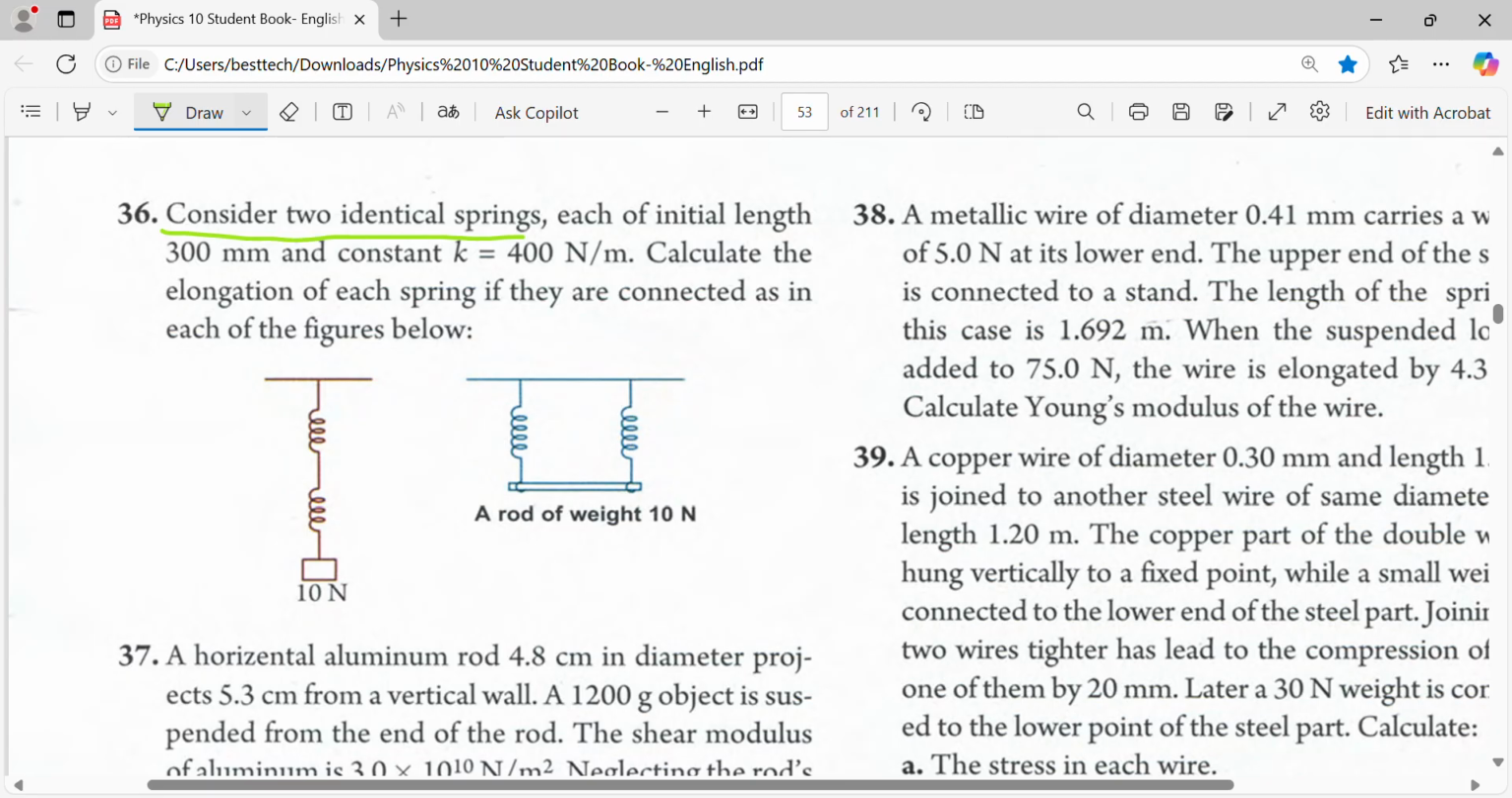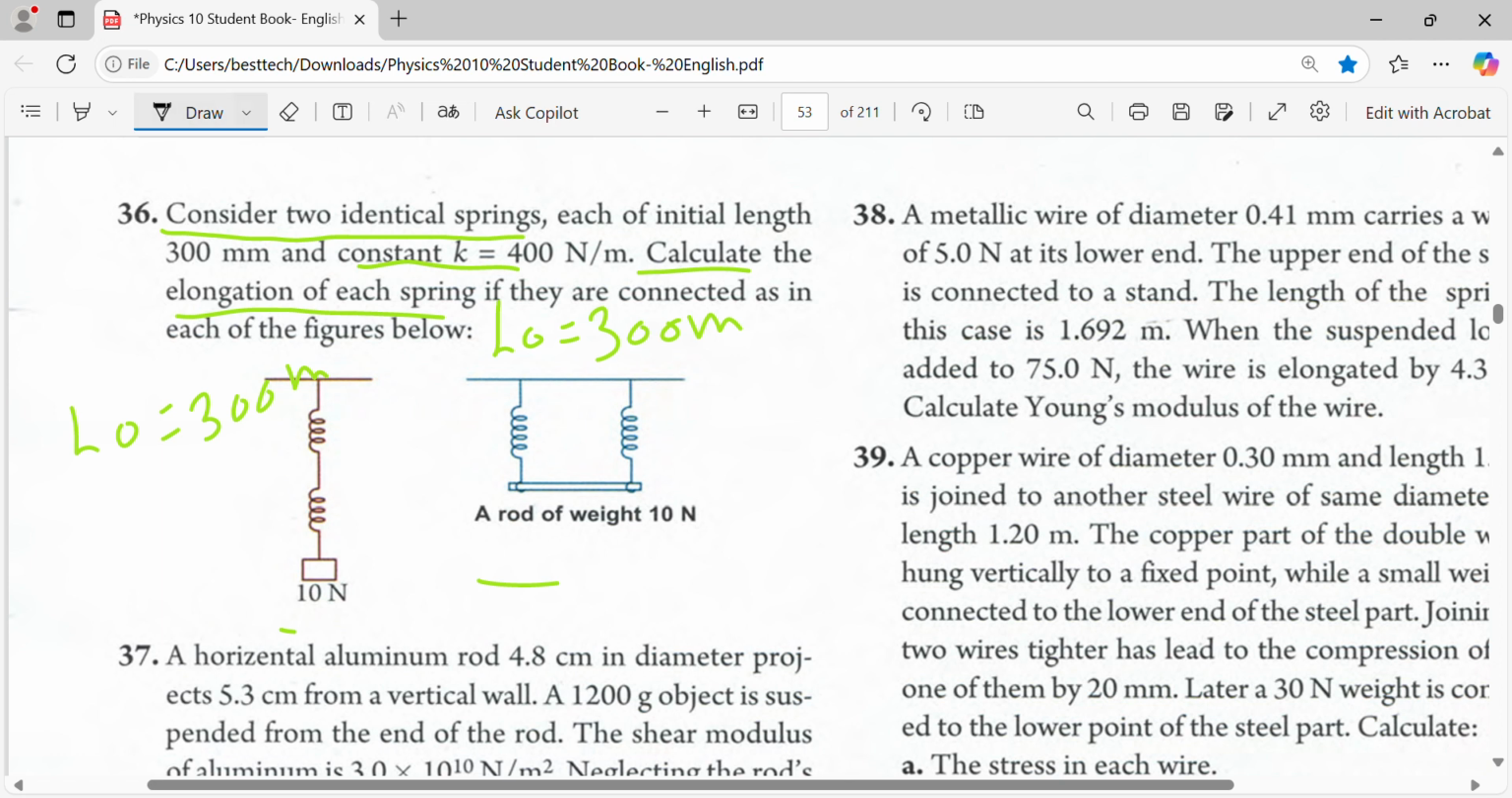300 millimeter. Look, guys, we have two identical springs, 1 and 2, each of initial length L naught equal to 300 meter. This one too, L naught equal to 300 meter. And this K for both, again, 400, the K constant. Calculate the elongation of each spring for both.